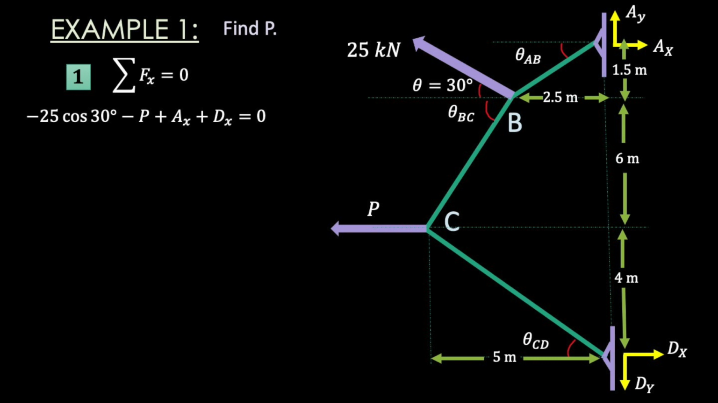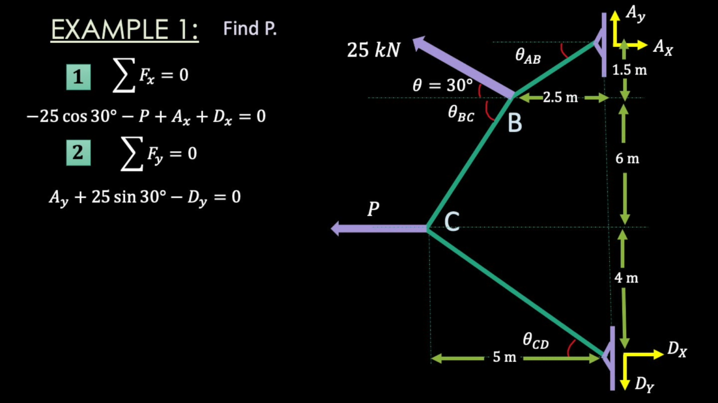We start with global equilibrium. In the x direction, we have the x component of our 25 kilonewton force going in the negative x direction. In that same direction, we have the force P, and in the opposite direction, we have our reactions at the support points A and D. In the y direction, the y component of our applied force is 25 times the sine of our angle with the horizontal. And again, we have our reactions at A and D. We'll keep track of all our equations by numbering them as we go.